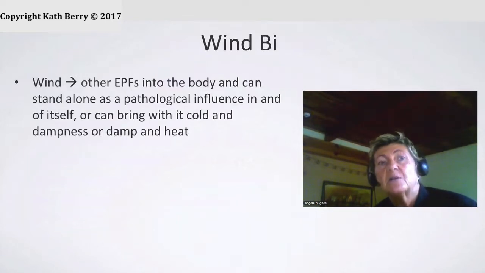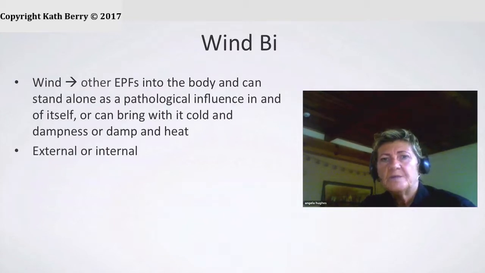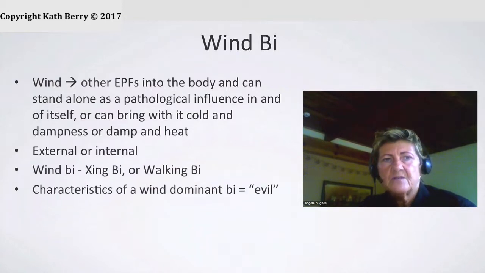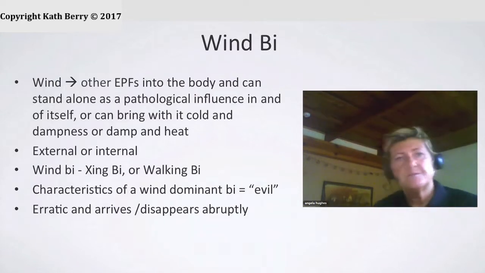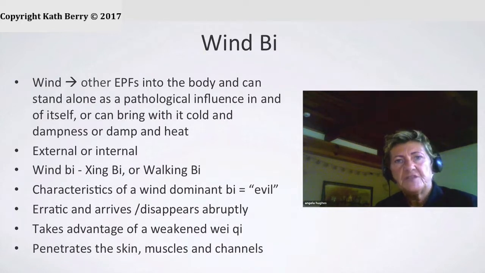It can actually stand alone as a pathogenic influence in itself, or it can bring with it cold and damp, or damp and heat. Wind can be internal or external. Wind bi can also be called xing bi or walking bi. The characteristics of a wind dominant bi are that this pathogen is erratic. It arrives and disappears abruptly. Temporarily, it will take advantage of a weakened wei qi. It penetrates the skin, the muscles, and then eventually the channels.